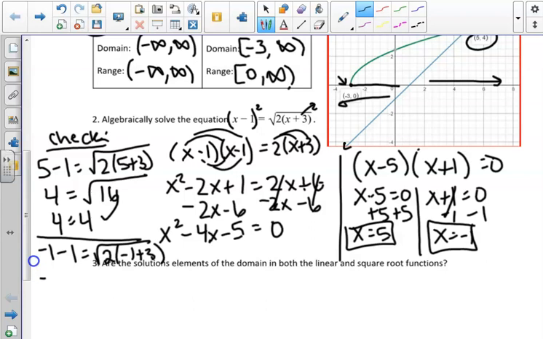-1 minus 1 is -2, and that needs to equal the square root. -1 plus 3 is 2, 2 times 2 is 4. But -2 does not equal 2. Therefore, we would say that -1 is not a solution, it is extraneous.